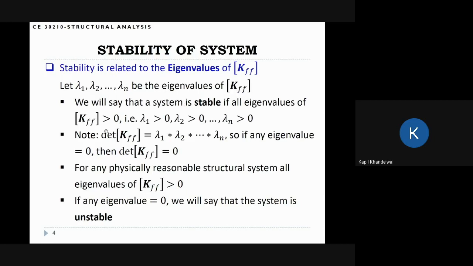And then we are going to say that the system is stable if all the eigenvalues of KFF are greater than 0. So it means that lambda 1, lambda 2, up to lambda n, everything has to be greater than 0.